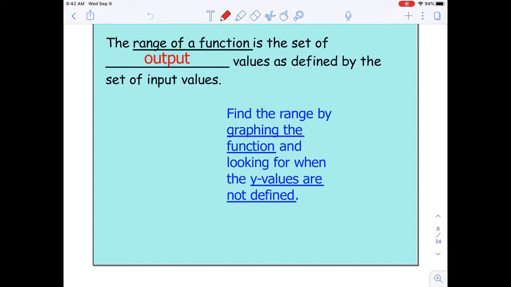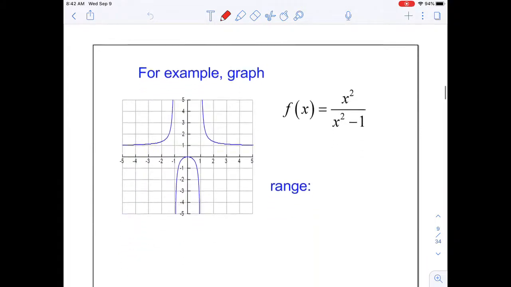Now, the range of a function is the set of output values that come out after you plug in an input value. We want to find the range. There's lots of ways you can find the range, but a lot of times we're going to find the range by graphing the function and looking for what y values are there and where there are not any y values.